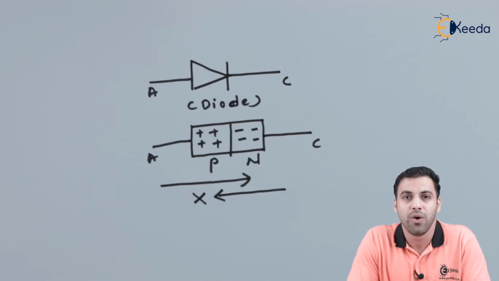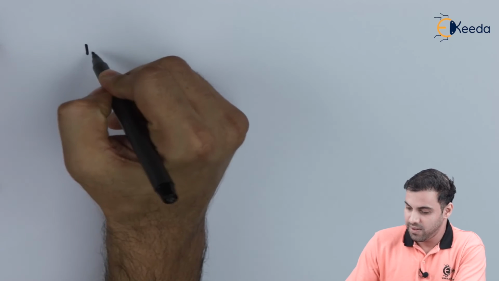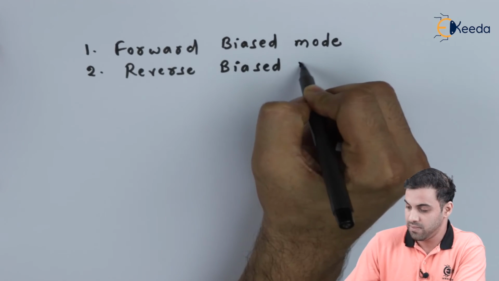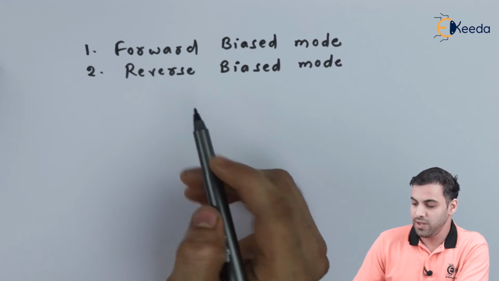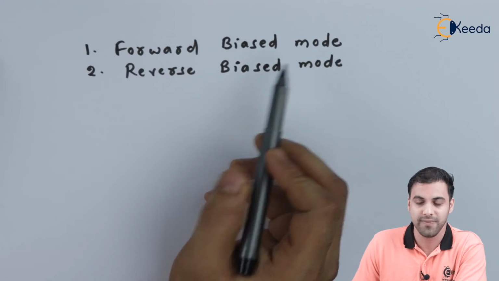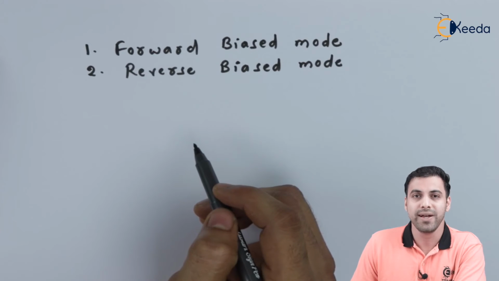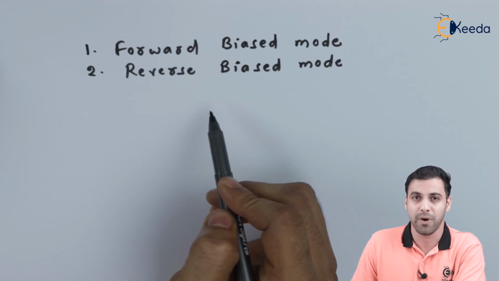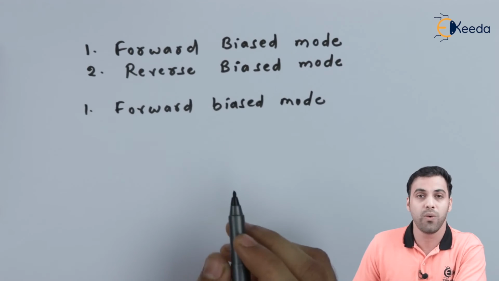Now friends, let's talk about how a diode is used in an electrical circuit. A diode is normally used in an electrical circuit in two modes of operation. Number one is called the forward biased mode of operation. Number two is called the reverse biased mode of operation. You already know these modes, but today we are going to discuss them in a very detailed way. So let's talk about the forward biased mode of operation.